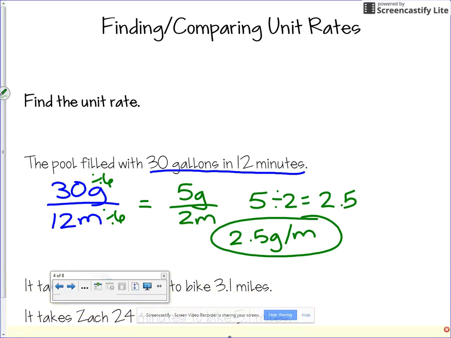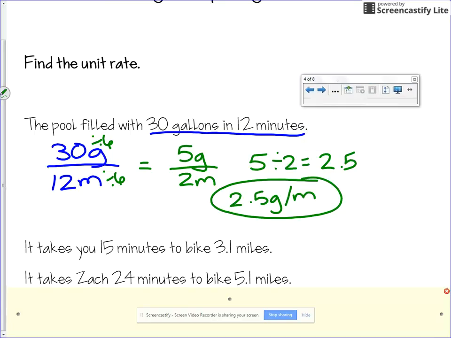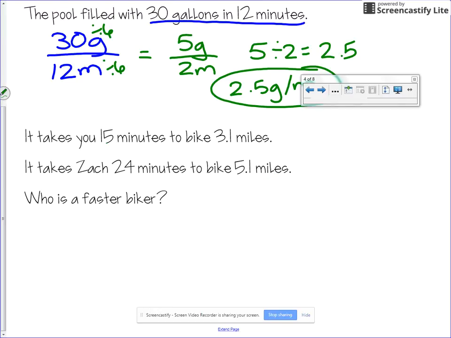Let's try now a comparison problem. This one's going to be a little bit more tricky because we're dealing with decimals. I suggest you write this down so you can refer to it while you work on your homework. For this one, we're talking about a bike ride. So you take 15 minutes to bike 3.1 miles. It takes Zach 24 minutes to bike 5.1 miles. It's not the same distance, it's not the same time, so we can't quite compare it yet. We need to get them down to their unit rates so that we can compare them more easily.